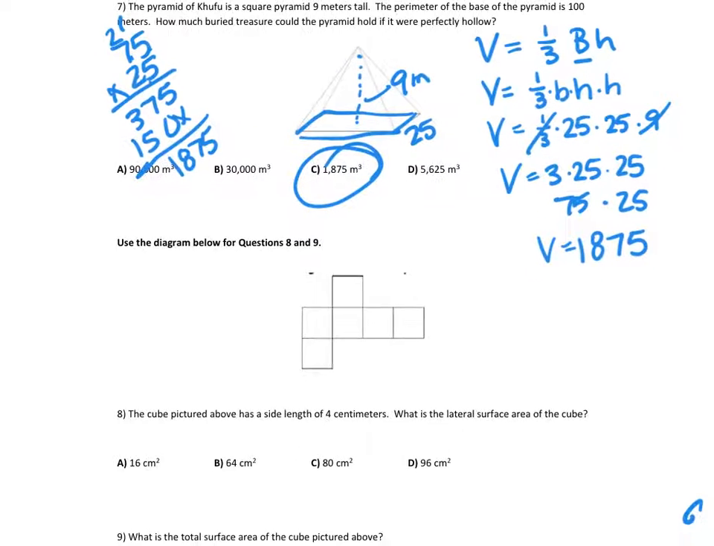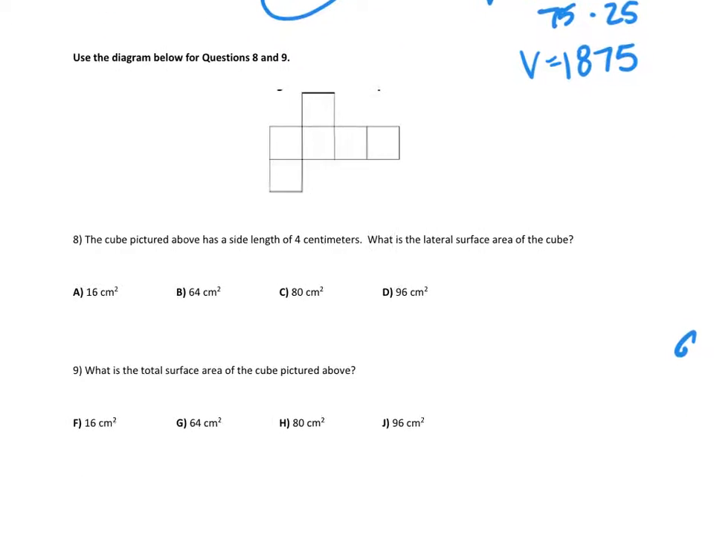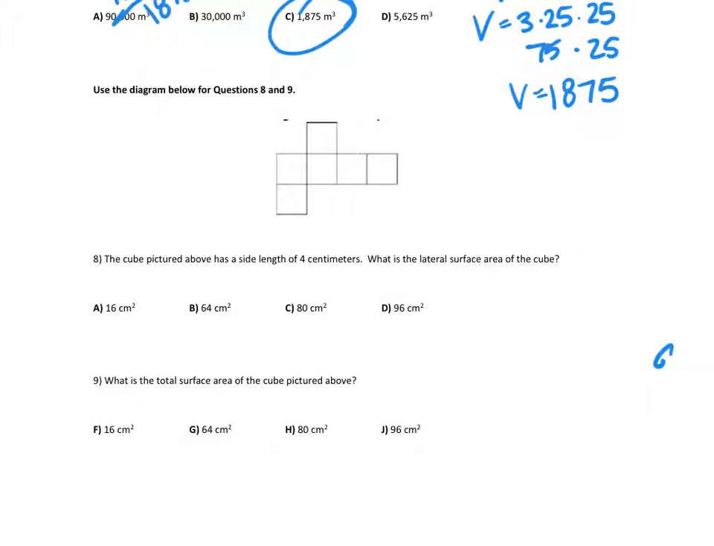Okay, number 8. Use the diagram below for questions 8 and 9. The cube pictured above has a side length of 4 centimeters. So it's 4 centimeters. It's a cube, remember, so all 6 sides are the same. What is the lateral surface area? Lateral surface area means it has the 4 center ones, and it does not include the bases. So the area of each little piece is 16 because it's a 4 by 4 square. So 4 times 16 is 64, which is answer choice B.